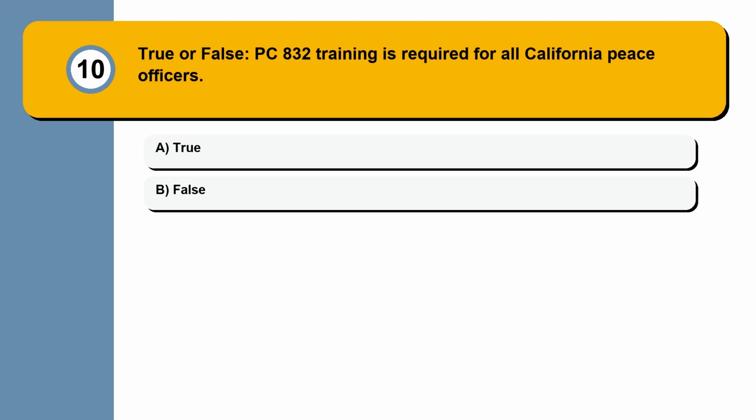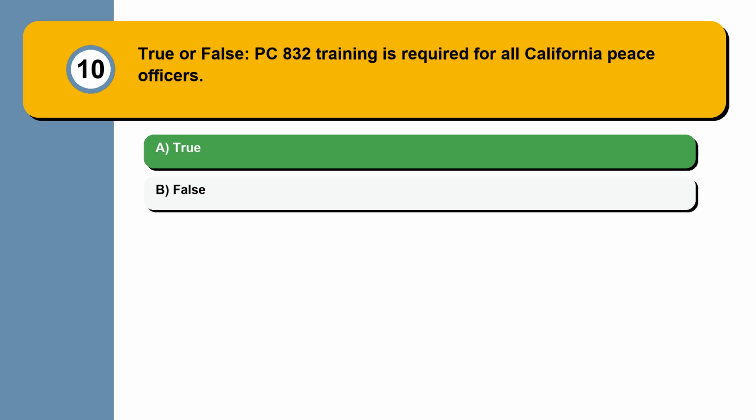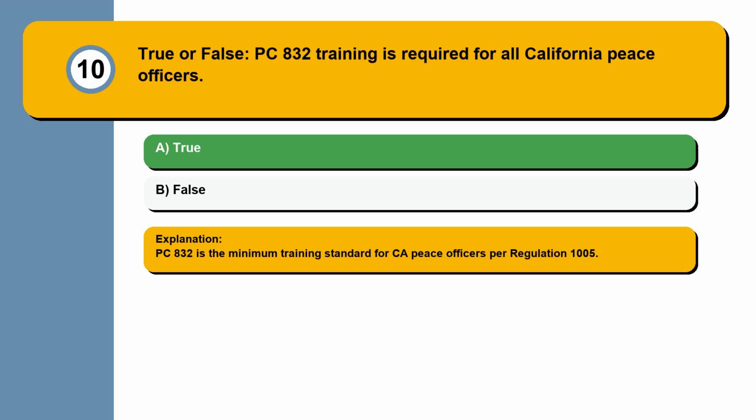Question 10. True or false: PC 832 training is required for all California peace officers. True, false. PC 832 is the minimum training standard for California peace officers per Regulation 1005.